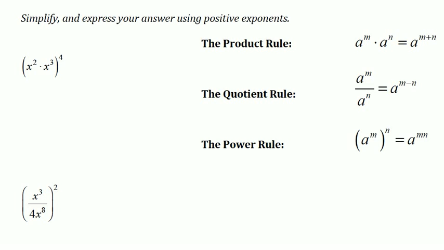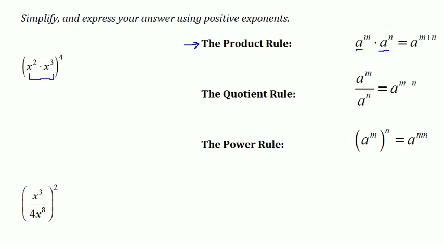Simplify and express your answer using positive exponents. Generally, it's best to start inside the parentheses and do as much as we can on the inside before moving to anything outside the parentheses. So we're going to choose a law of exponents that will handle this situation of a product of two expressions with the same base. Looking at the available options, I would say the product rule is our closest match.